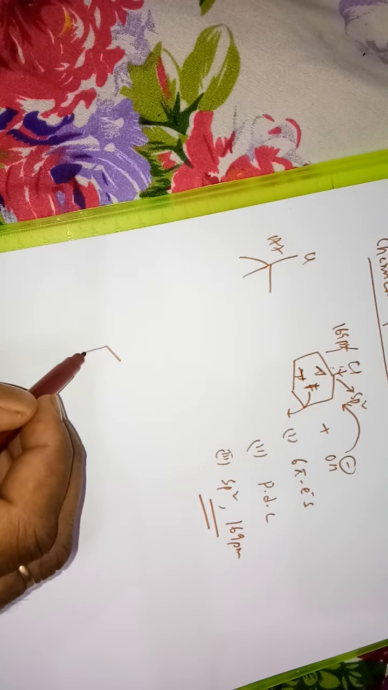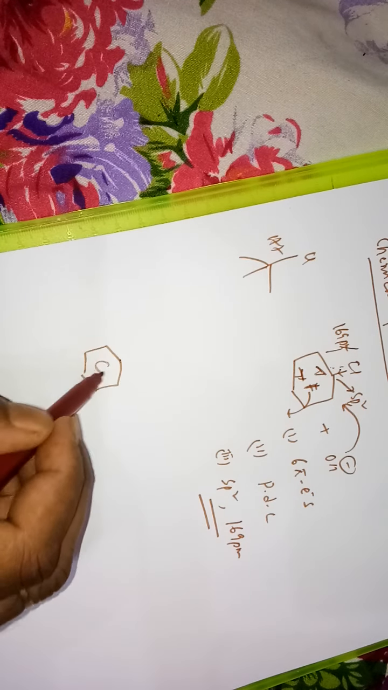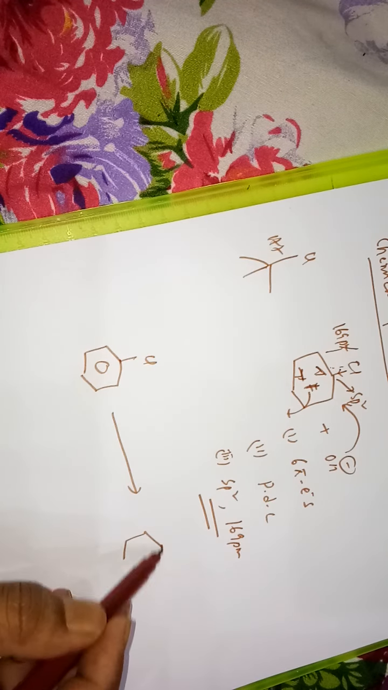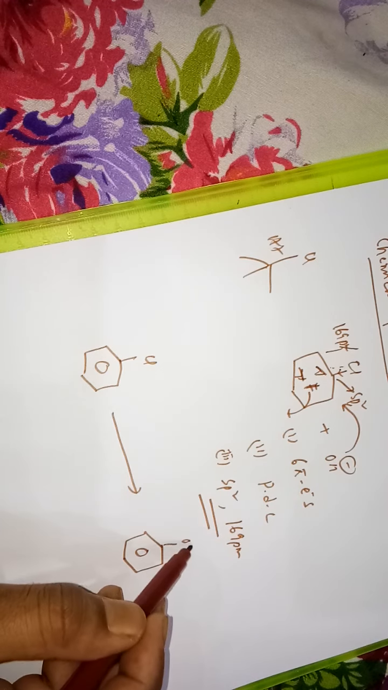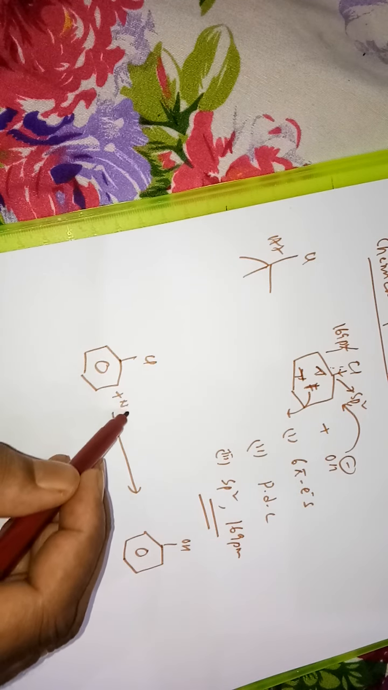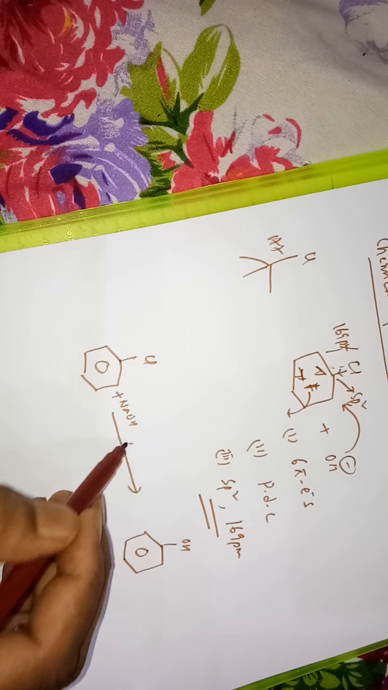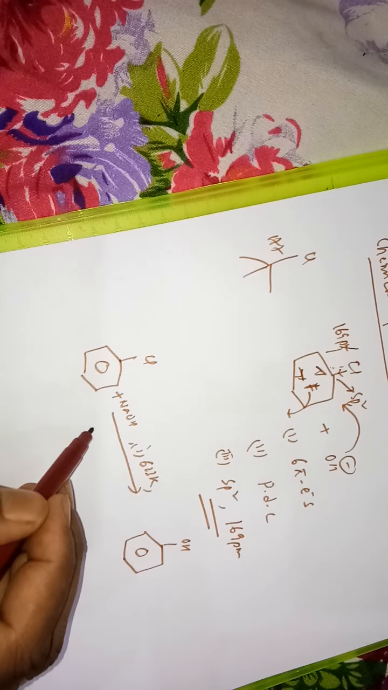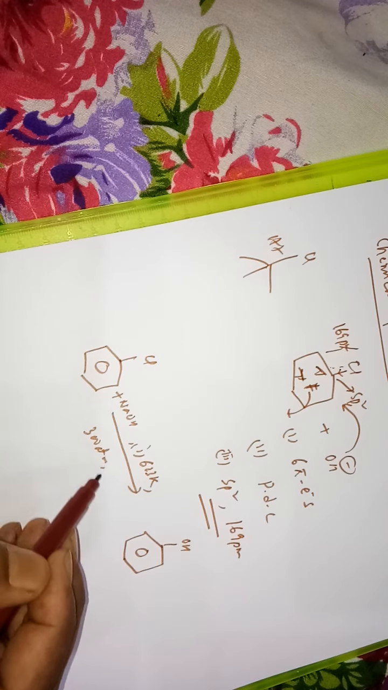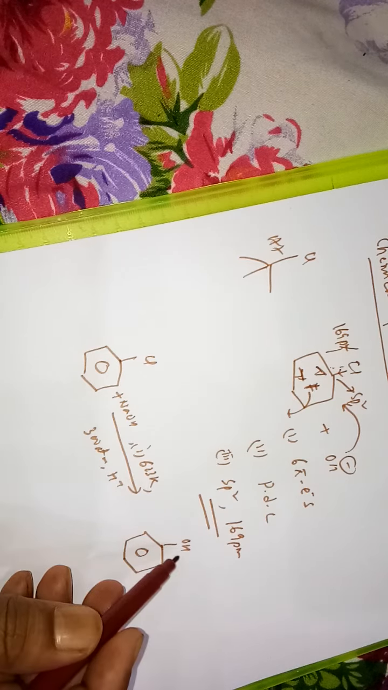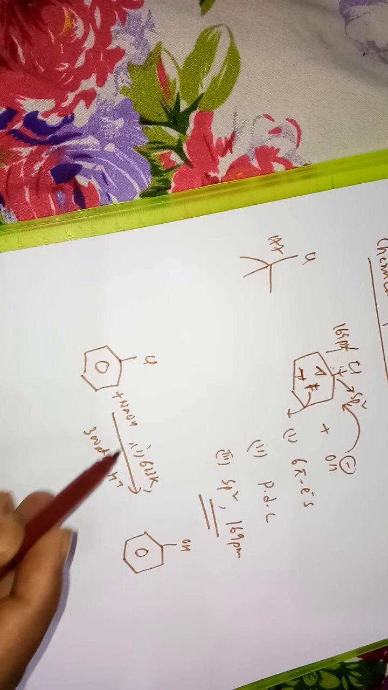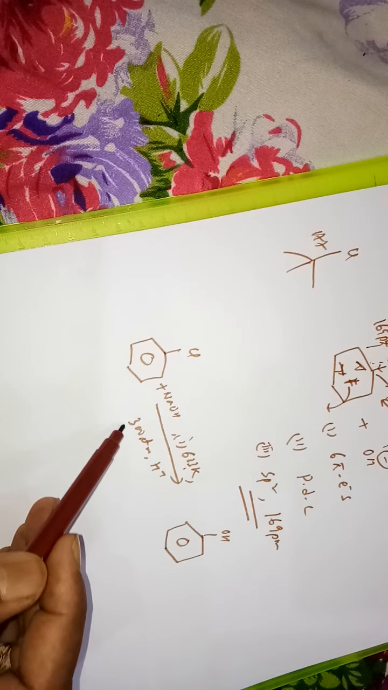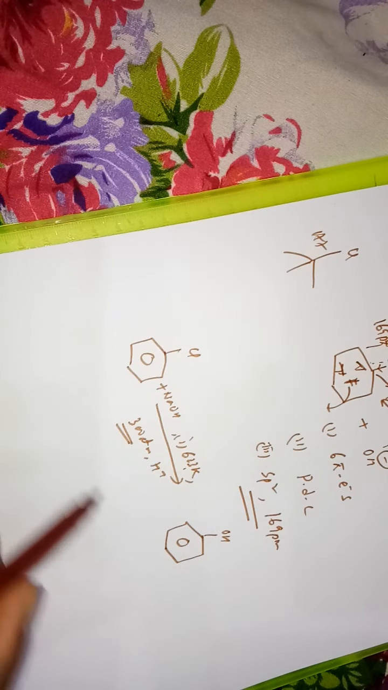So if you have chlorobenzene like that, and you want Cl to be replaced by OH, you use NaOH, and the reagents you have to use are 623 Kelvin, 300 atm pressure, and H positive. That gives you OH there. So OH can replace Cl, but under severe conditions. The temperature is high, and the pressure is 300 atm, which is very high.